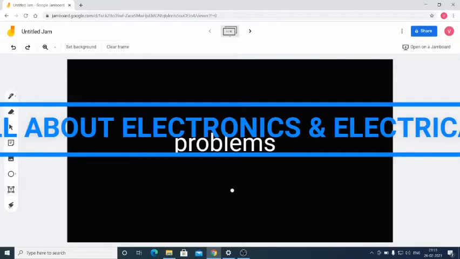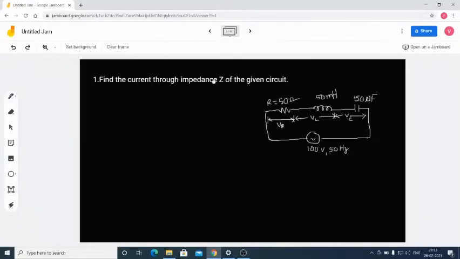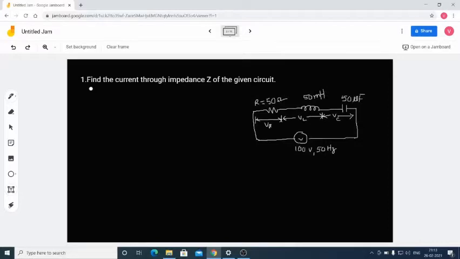Hello everyone. Today we'll discuss a few problems on this chapter. First question. Find the current and the impedance of the given circuit.